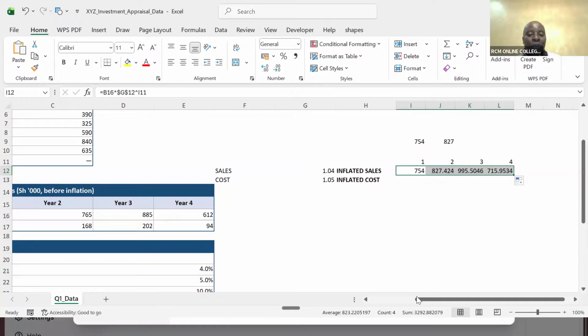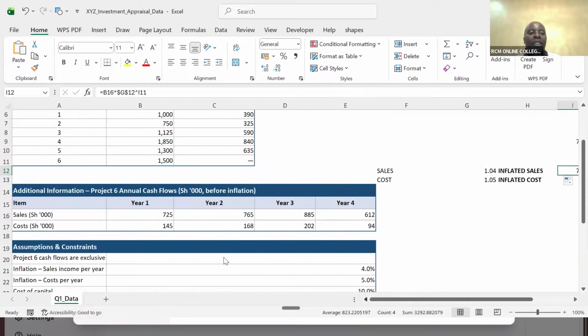Down here we were told, if you remember very well, that a cost is going to inflate at 5%. 5% is the same as 0.05. And I was able to put down the inflationary factor of cost. So it will be 1 plus that R plus that 5%. That's how I got this 1.05. And then how do I squeeze this inflationary?